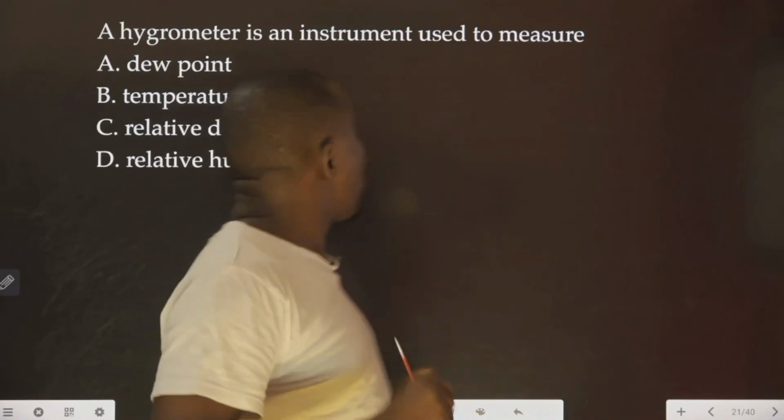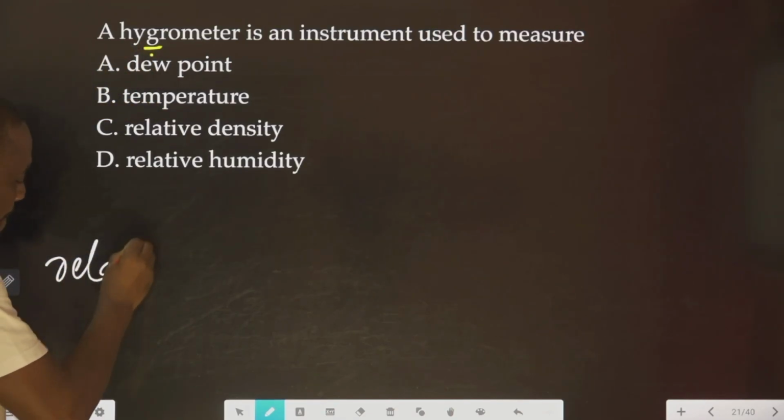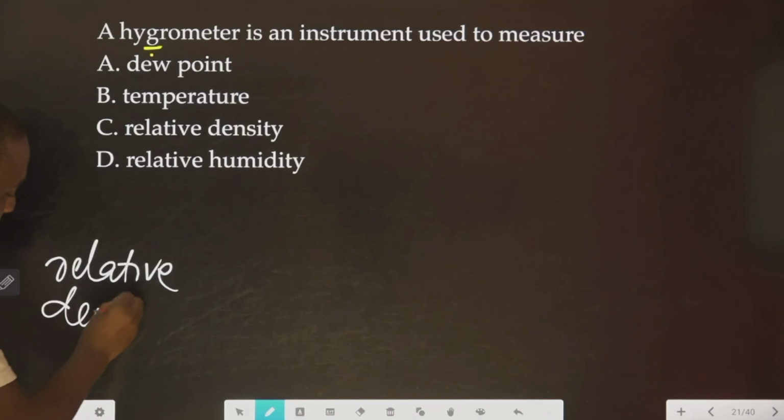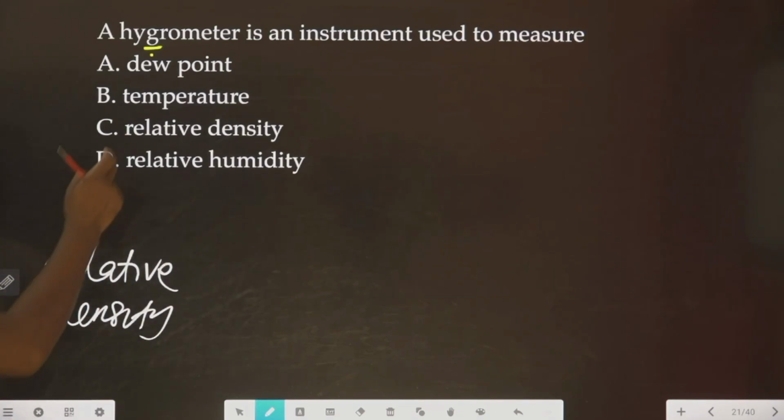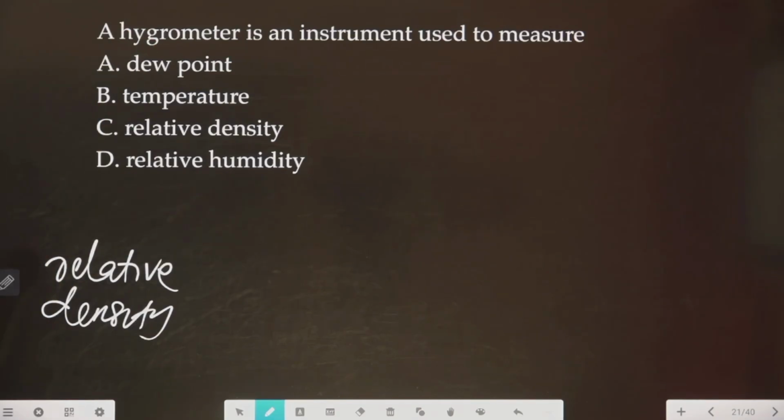Let's look at this question. It says a hygrometer is an instrument used to measure what? This question is very tricky because they are saying hygrometer. Some students will be thinking that this is talking about hydrometer. That is, in place of this, we put D. When you put D here, that is hydrometer, it means you want to measure relative density. Which is this. But this is hygrometer. Hygrometer is mainly used to measure what? Relative humidity. So the answer is D.